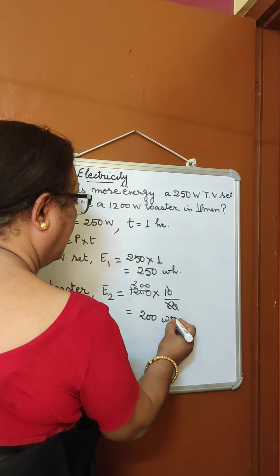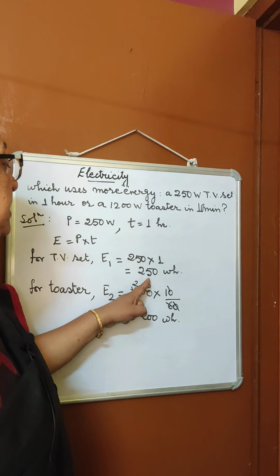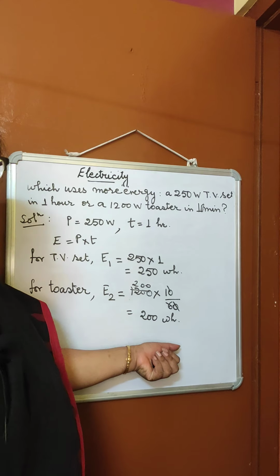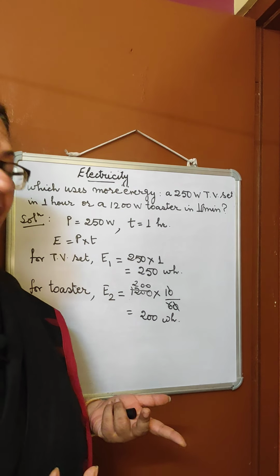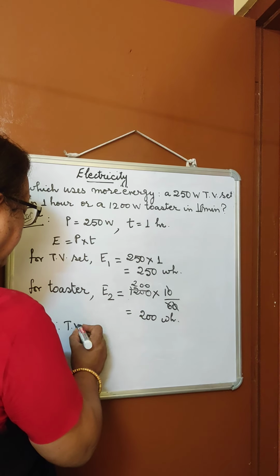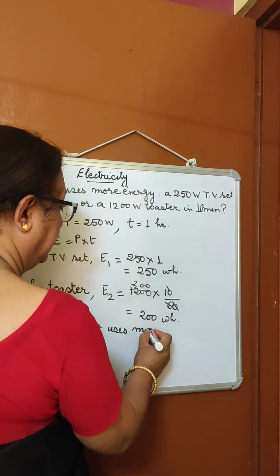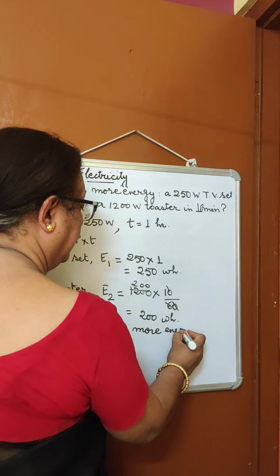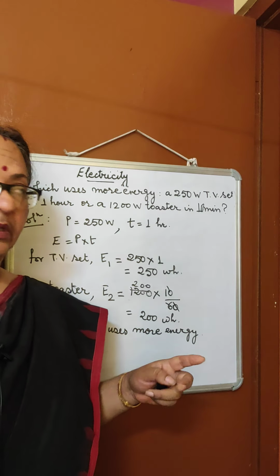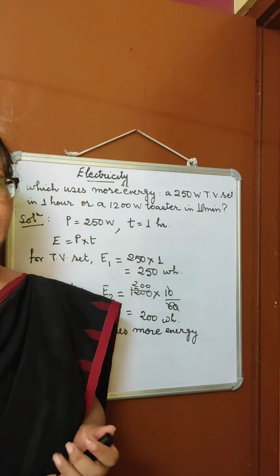So find out. This much watt hour. So you can see the TV set uses 250 watt hour, this much energy. Toaster uses 200 watt hour. So which one uses more energy? The TV set. So your answer will be therefore: TV set uses more energy. I hope children you understood these numericals. Okay, thank you for today.